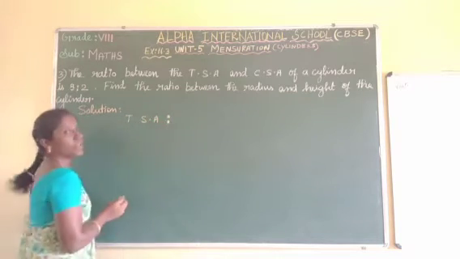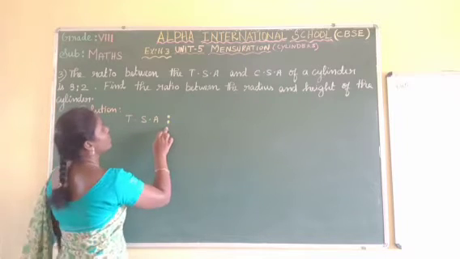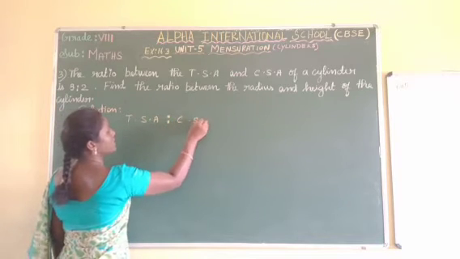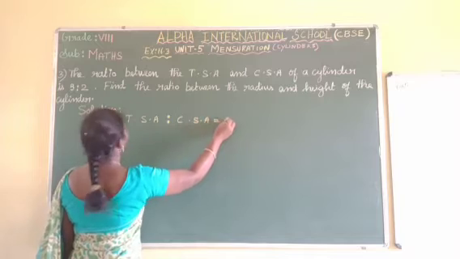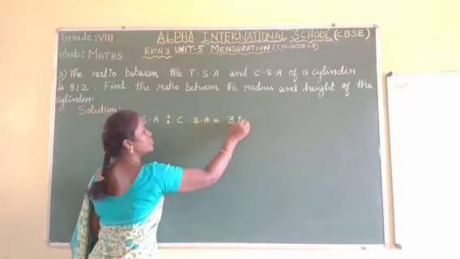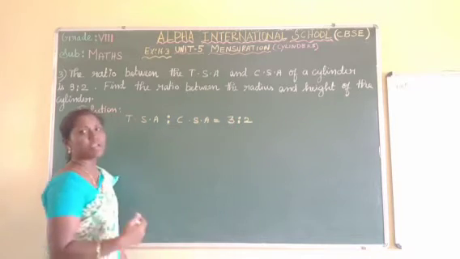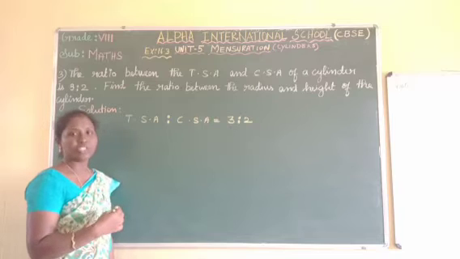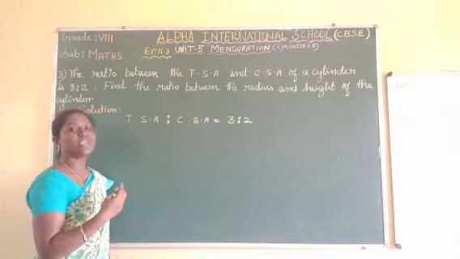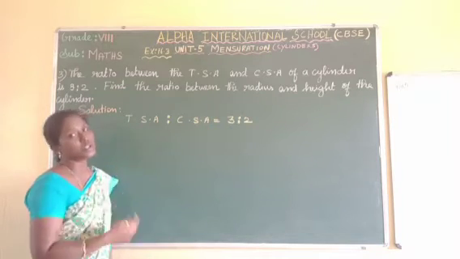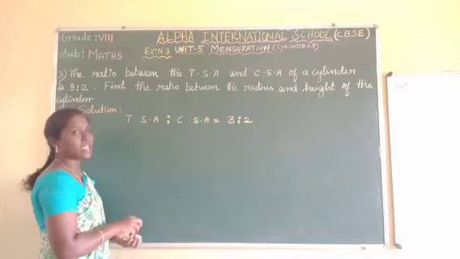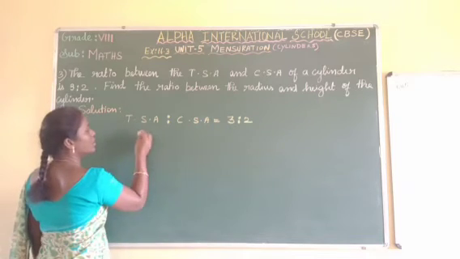So ratio, we will use this symbol. PSA is to CSA is equal to, what is the value given? 3:2. Ratio is nothing but we can take in the form of division. 3:2 means we can change it into 3/2. If I change this, we can take it as total surface area.